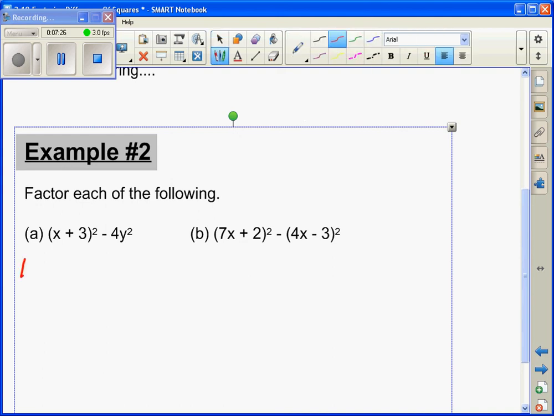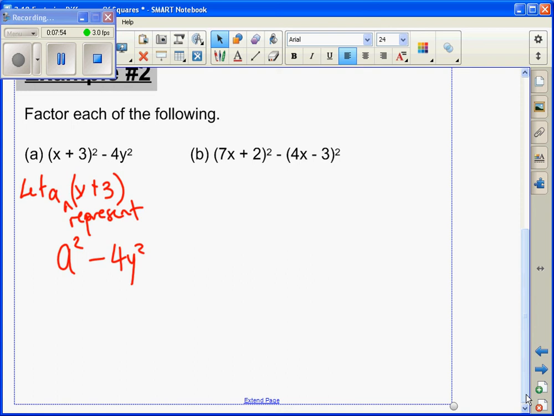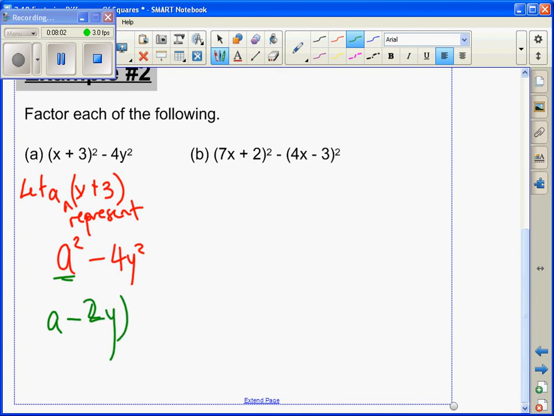So what we do is we say let A represent x plus 3. So we're going to use the letter A to represent it. So we're going to rewrite it as a squared minus 4y squared. That now is a little bit of an easier difference of squares to deal with. Okay, you don't necessarily have to use substitution like that, but it does make it a little bit easier because now we can square root a squared a lot easier, right? The factors are a minus 2y, a plus 2y.